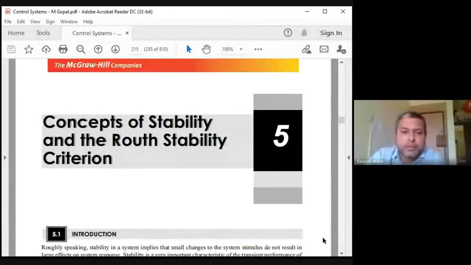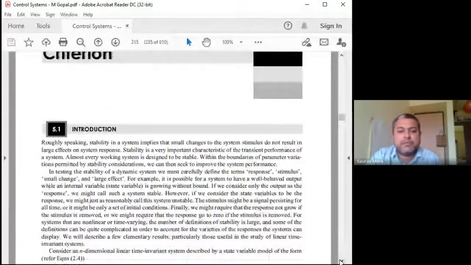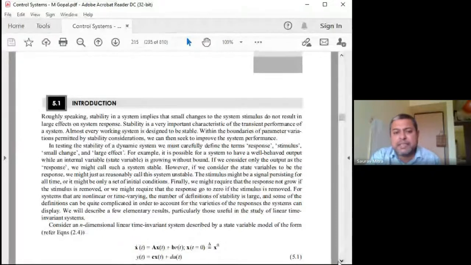We are going to do this topic from the book of M. Gopal, and this is the concept of stability and the Routh stability criterion. Very important topic for the exam. 10 to 15 marks you can definitely expect from this. Here they are giving the example and details of stability.